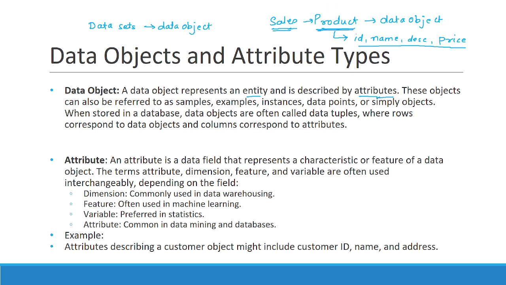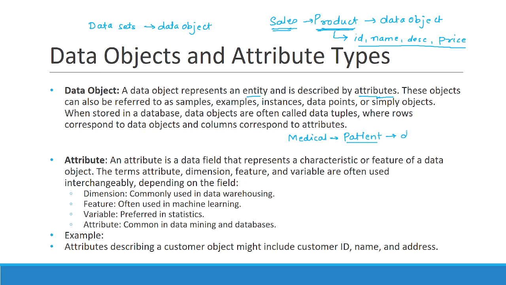Okay, so product is an entity and it is described by attributes. There can be multiple examples, like we have taken sales. Let's say instead of sales, we have medical or healthcare data, some hospital data. Then patient is our data object or entity, right? Patient can be described by multiple attributes.